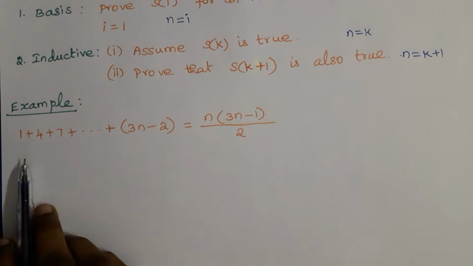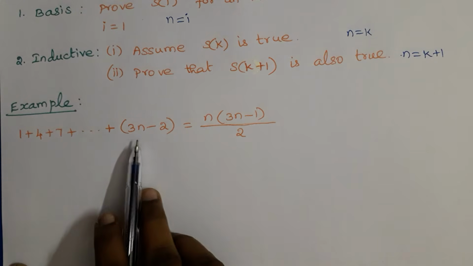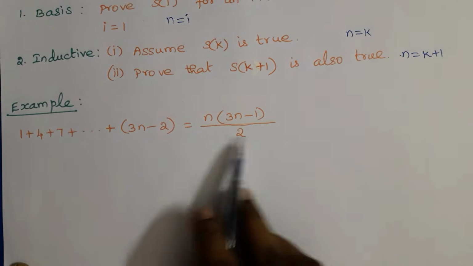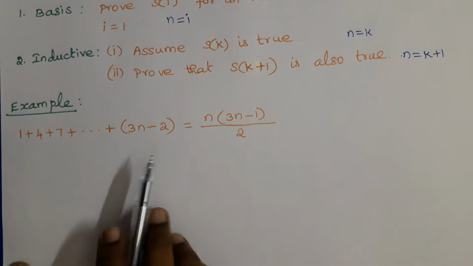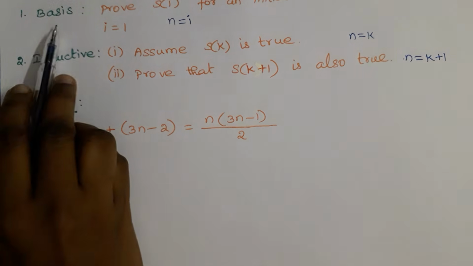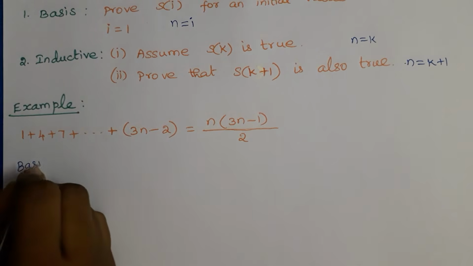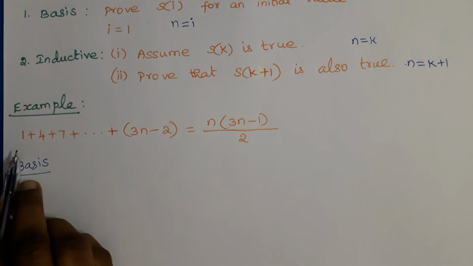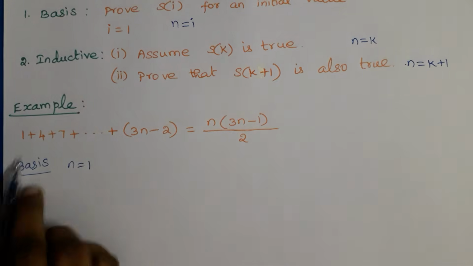Now consider this example: 1 plus 4 plus 7 plus dot dot dot plus 3n minus 2 is equal to n times 3n minus 1 divided by 2. Prove this statement by mathematical induction is the problem. First we need to prove the basis condition. Basis means we need to take the n value as I, the initial value, so 1.